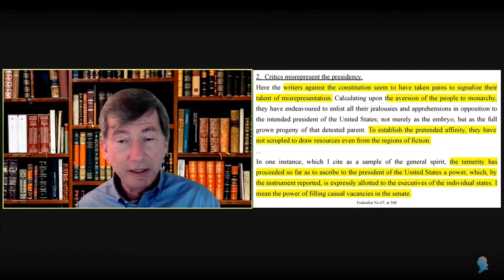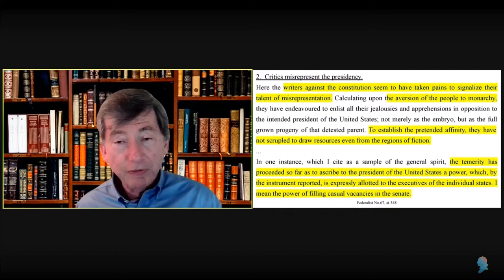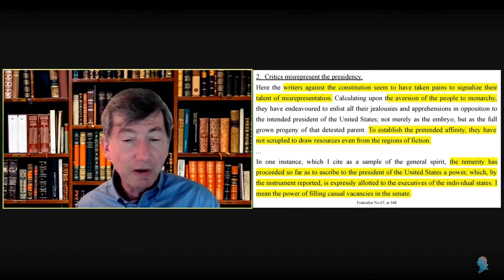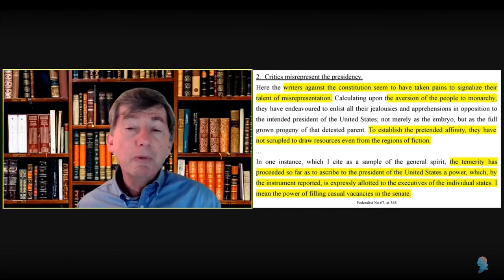Now, in detail, power by power, in part of the Federalist that we're not actually putting in slides, the Federalist goes point by point and shows how this is not true. Writers against the Constitution seem to have taken pains to signal their intent of misrepresentation, the aversion of the people to monarchy. That's what they've always used. And you've heard that in recent decades. I mean, it was used against George Bush. It was used even more strongly against President Trump, claiming he wanted to be a dictator, et cetera.